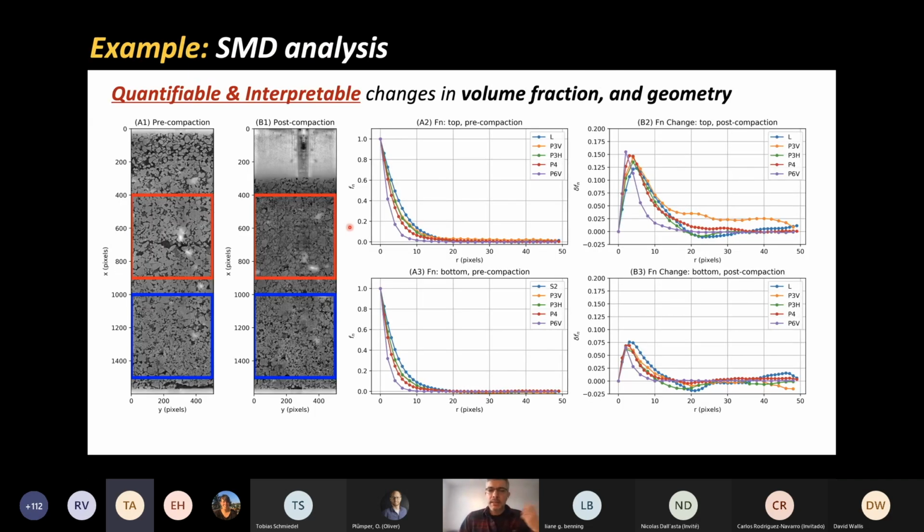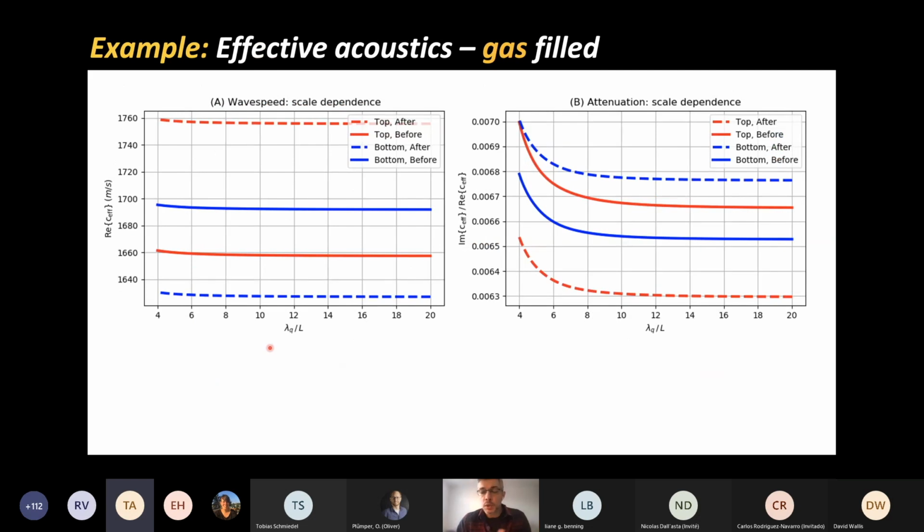So let's go back to our experiment that we had before. We can take these curves. We have the theory. We've studied this problem to take these curves and predict their acoustic properties. Remember, top is in red, bottom is in blue. So let's look at a prediction of what the acoustic properties would be before and after compaction in our toy experiment here. What you see here are two curves.